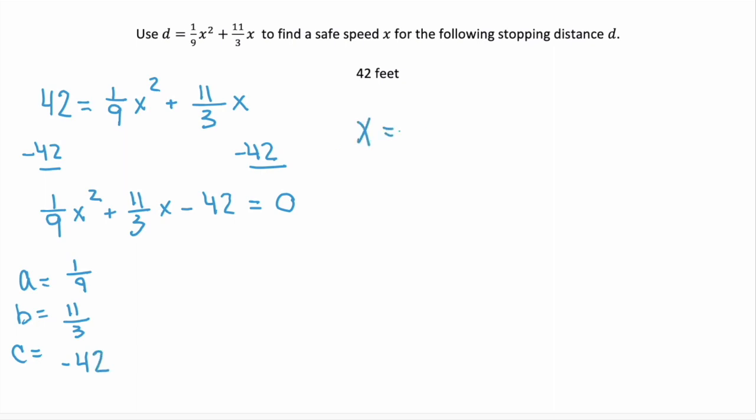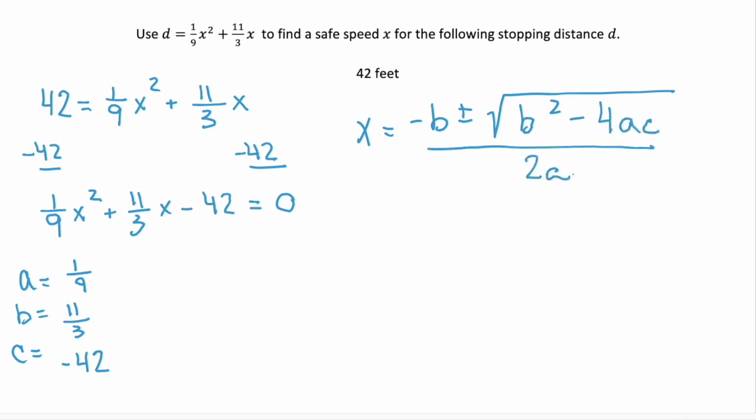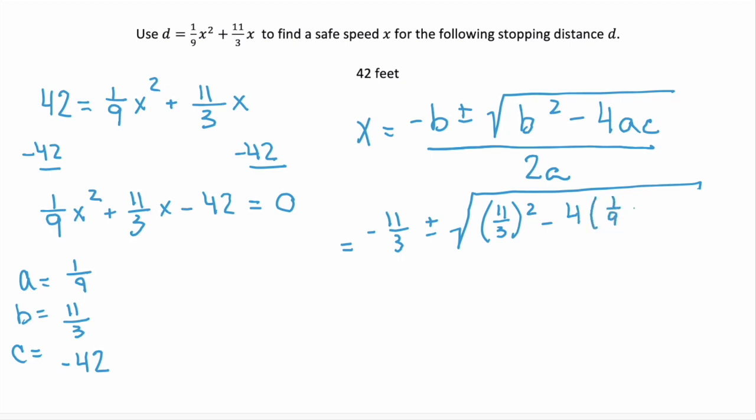Remember, the quadratic formula is x equals negative b plus or minus the square root of b squared minus 4ac over 2 times a. It's going to get a little messy, but let's substitute everything in. Negative b, that's negative 11/3, plus or minus the square root of 11/3 squared minus 4 times a, which is 1/9, times c, which is negative 42, over 2 times a, which is 1/9.